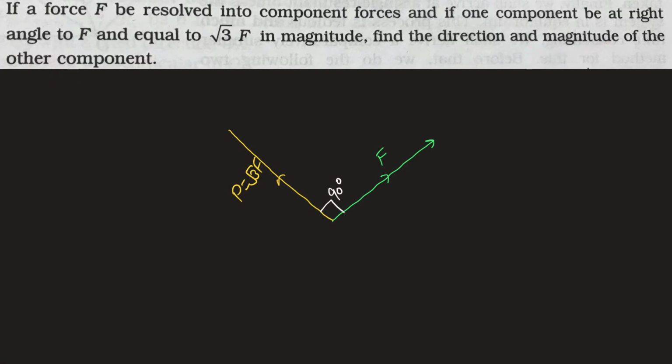Next is to find the direction and magnitude of the other component. Let us say the other component is Q and it is acting in this direction, and say the angle it is making is theta. So we have to determine theta and Q. I think the question is clear in your mind. So we now find theta and Q.